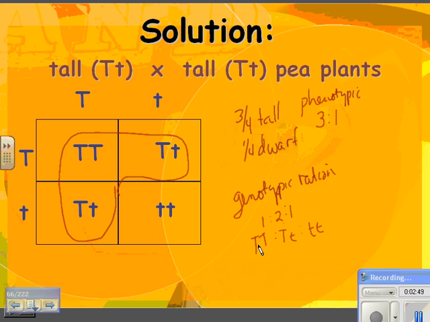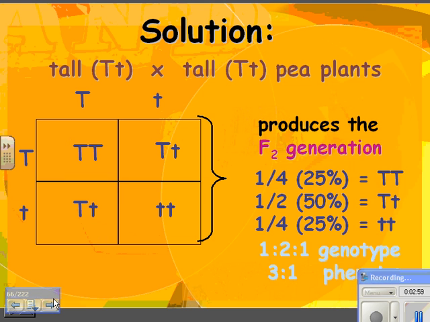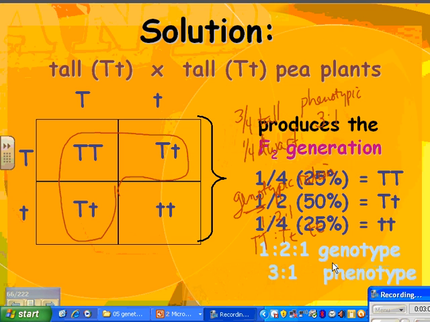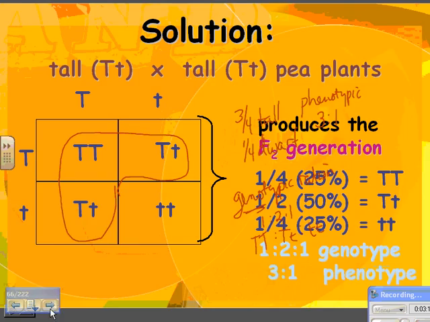So when you look at them, you can't tell the difference between them. So phenotypic would be 3/4 of them tall. But their genotypes are actually 1 of these to 2 of these to 1 of those. So I think I wrote that down here, yep. So 1/4 of them are big T, half of them are big T, little t, and 1/4 of them are little t, little t. So the genotypic ratio is 1:2:1, and the phenotypic ratio is 3:1.